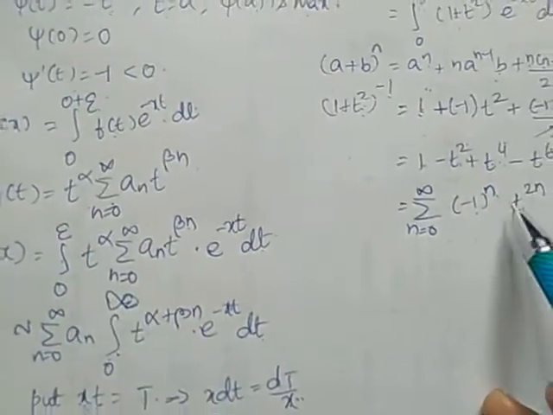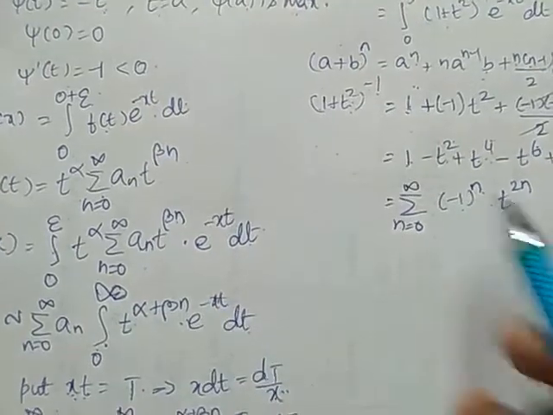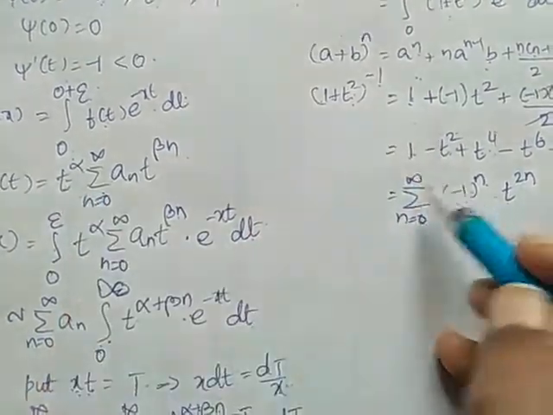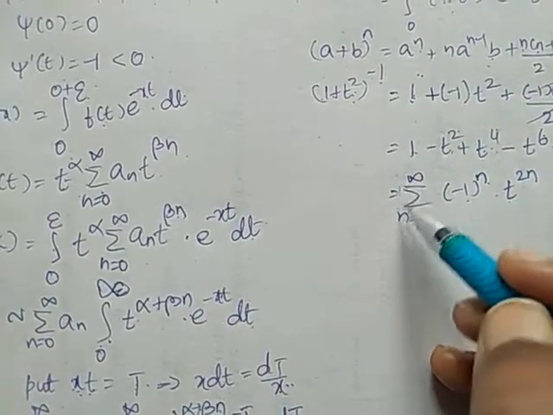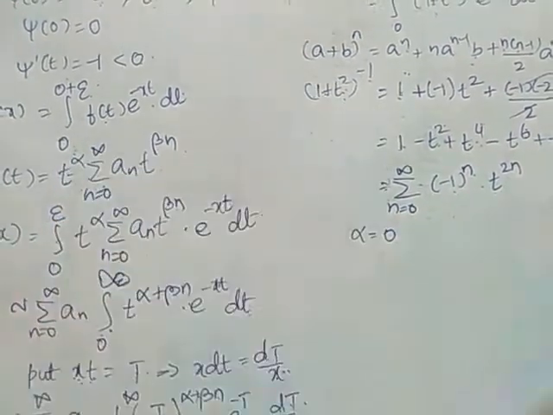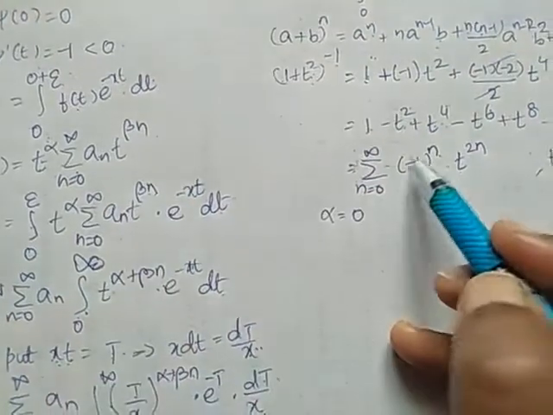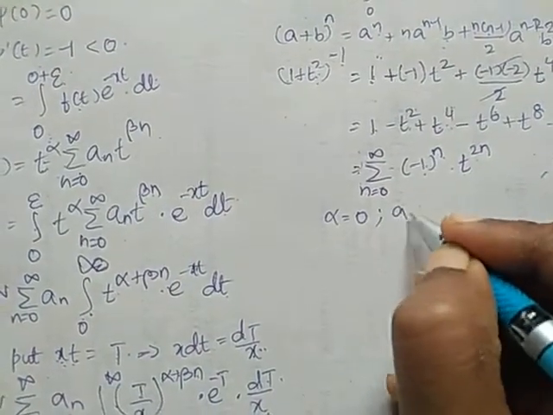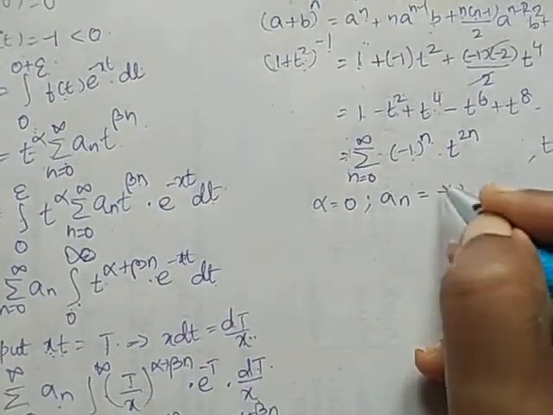Comparing this with this function, this and this, t power alpha. Here we will not have t outside the summation. Therefore, alpha is 0, t power 0 is 1. In place of an, we are having minus 1. So, an is equal to minus 1 to the power n.